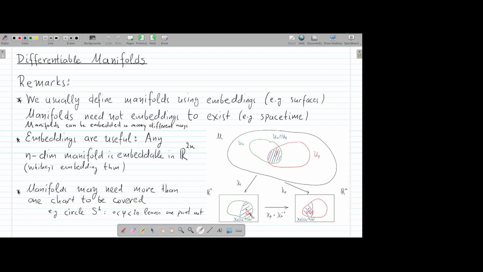Another point that is important is that manifolds may need more than one chart to be covered. It's only R^n that trivially needs only one chart to be covered, but other manifolds like the circle, the sphere, the torus need more than one chart to be covered. And we will see that by looking at some examples.